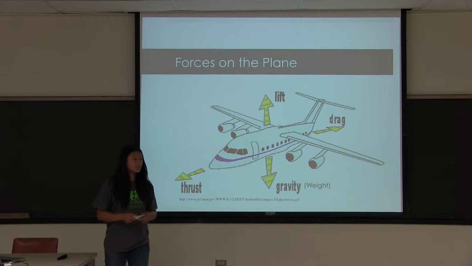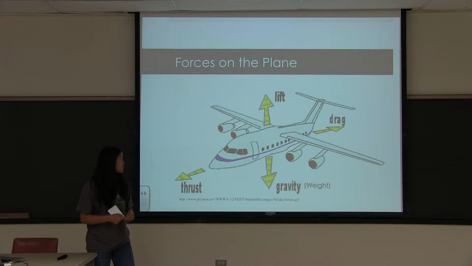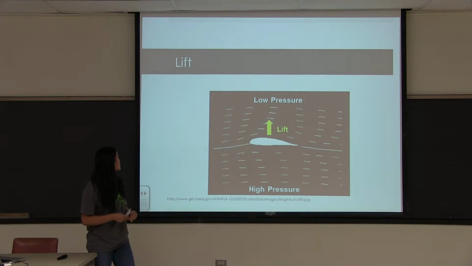There are four forces on the plane: lift, which is directed up; gravity or weight, which is directed down; drag, which is like a frictional force and it prevents the plane from moving forward; and thrust, which keeps the plane going and flying. First is lift.